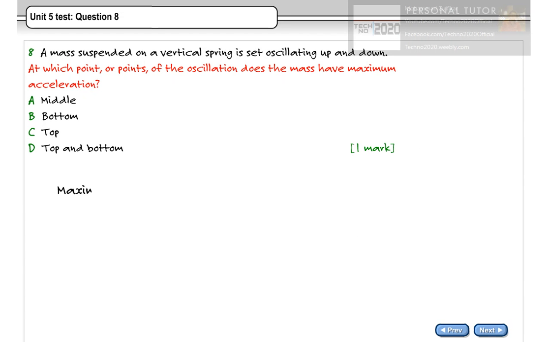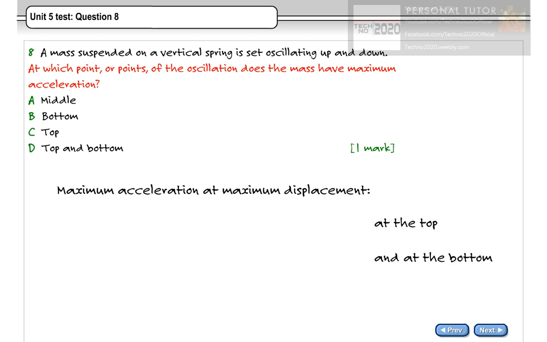The maximum acceleration will be when the mass is at its maximum displacement. This happens at both the top and the bottom of the range of the oscillation. So the answer is D.